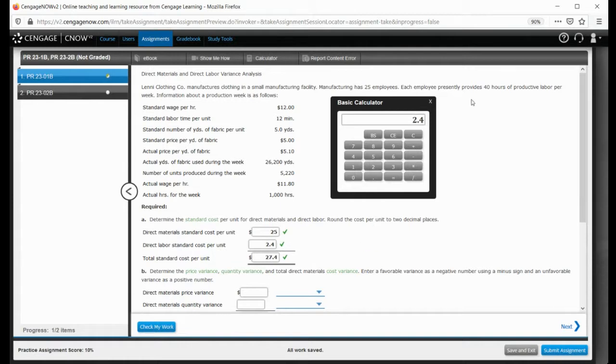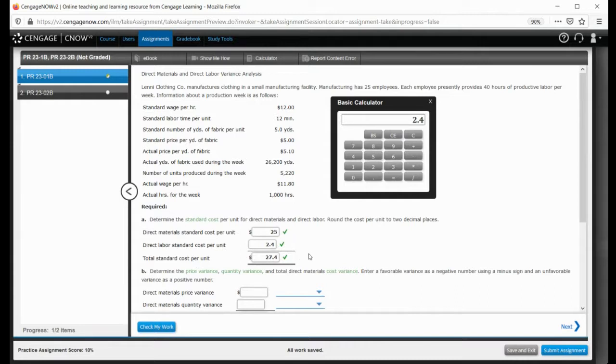All right. Now, the total standard cost per unit is simply the two of these combined. What they're saying is what they think it should cost us to produce 1 unit of clothing is $27.40 per unit. All right, these are standard costs.